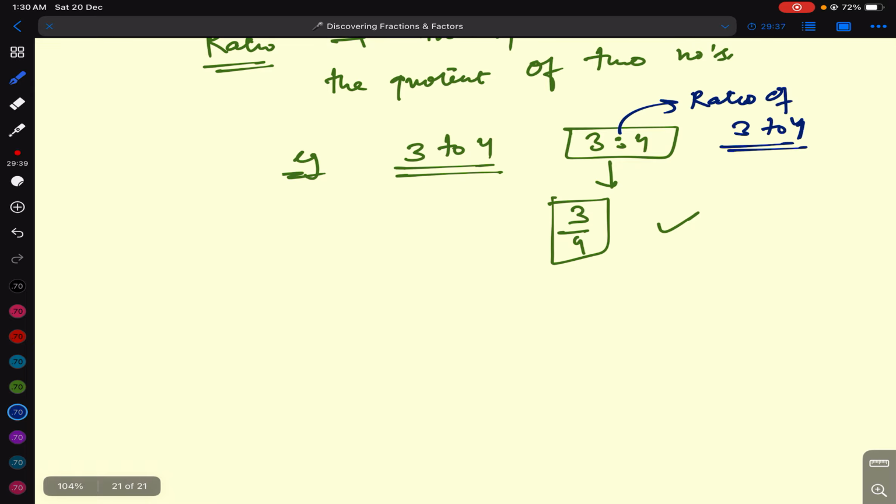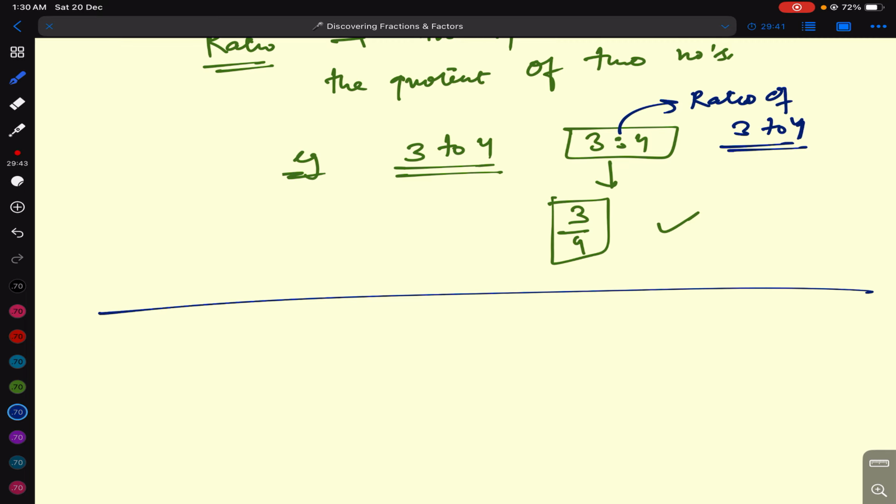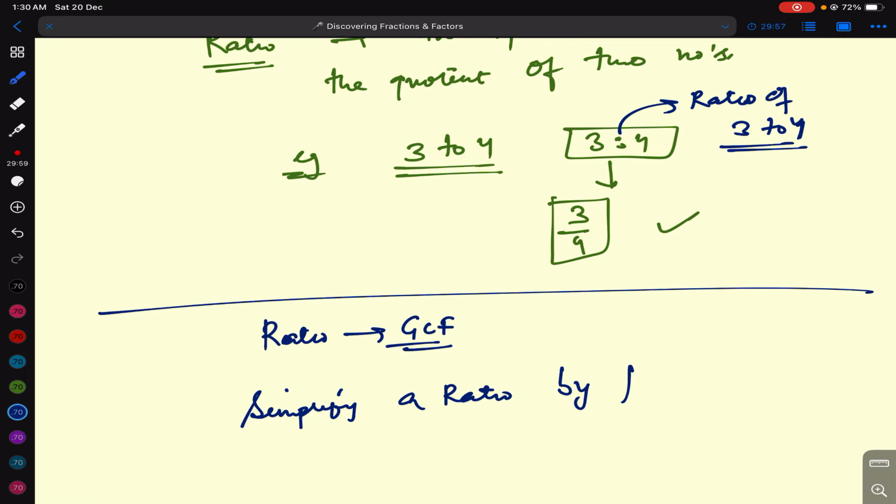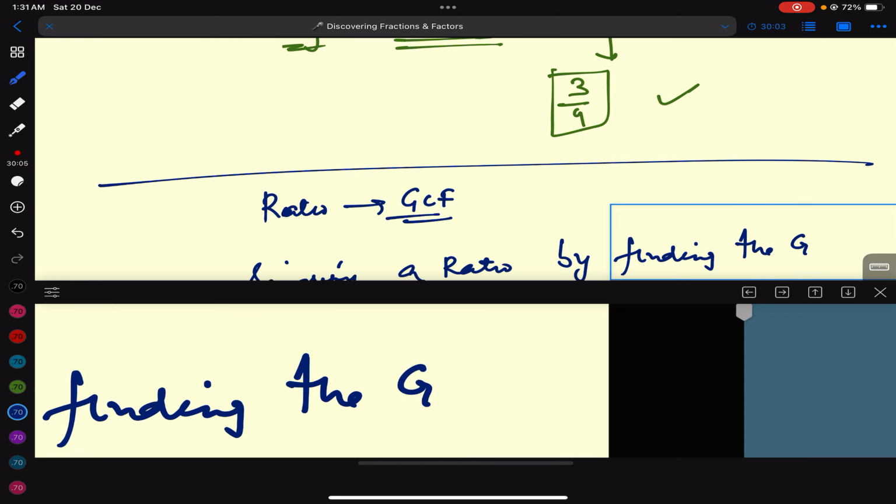Now why did I talk about ratio? Because ratio has a significance in terms of finding the GCF. So what is the significance of ratio in GCF? You can simplify your ratio by finding the GCF. So it becomes easy to simplify a ratio when you find the GCF.